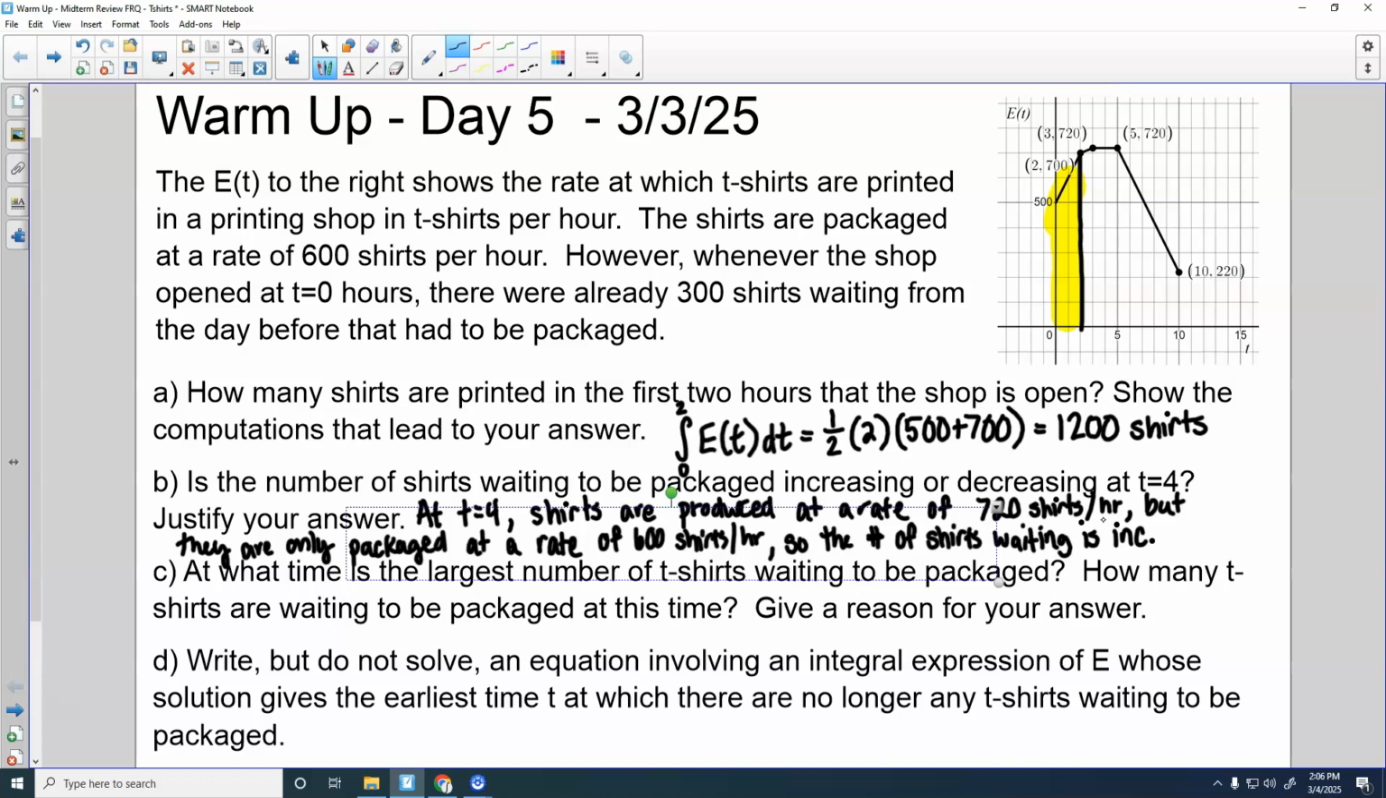Has anybody got part C? I think C's where we... 6. It's close to 6. It's not exactly 6. It's not 5.4. It's not a whole number.